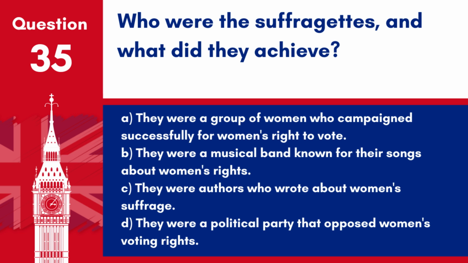A. They were a group of women who campaigned successfully for women's right to vote. B. They were a musical band known for their songs about women's rights. C. They were authors who wrote about women's suffrage. D. They were a political party that opposed women's voting rights. Answer: A. They were a group of women who campaigned successfully for women's right to vote. The suffragettes used both peaceful and militant tactics to achieve women's suffrage, significantly advancing women's rights in Britain.